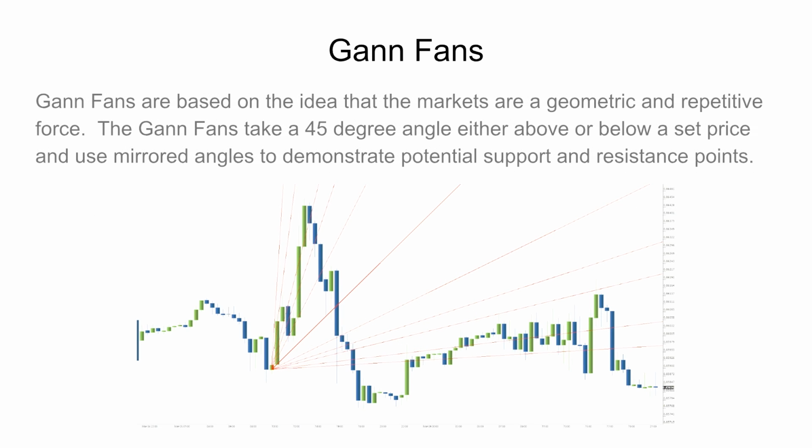Okay, next we have the Gann Fans, and they are based on the idea that the markets are a geometric and repetitive force. The Gann Fans take a 45-degree angle, either above or below a set price, and use mirrored angles to demonstrate potential support and resistance points.